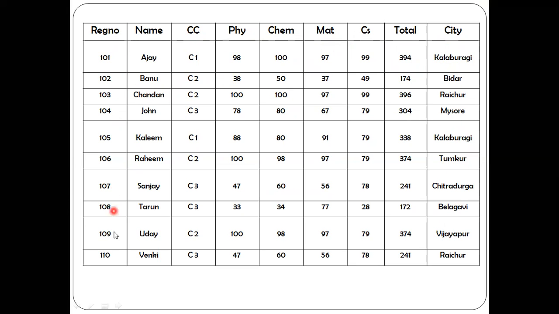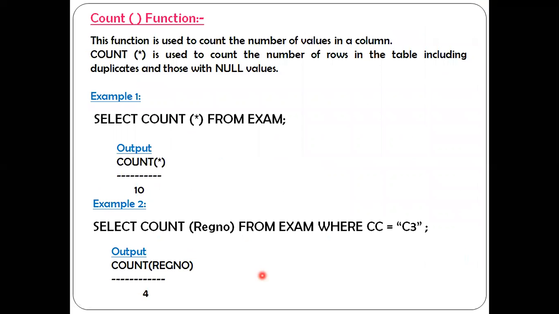How many records have we added? 10 records. You can see register numbers from 101 to 110, and these are the names. C1 is a college code, C2 is another college code, C3 is another one. We have used three different types of college codes. CC is the college code, C1 is one college, C2 is another college, and C3 is another college. These are the marks. Let us go for some grouping functions to perform on this table.